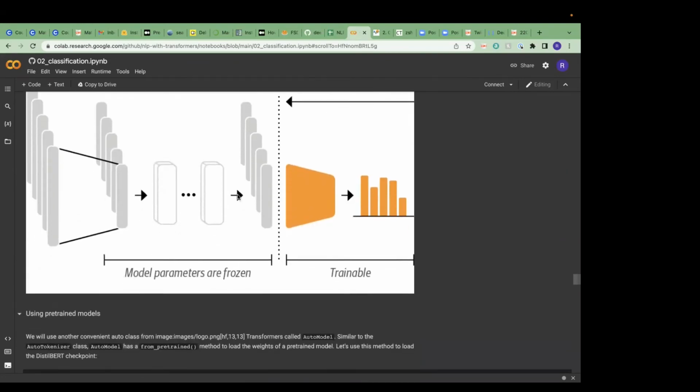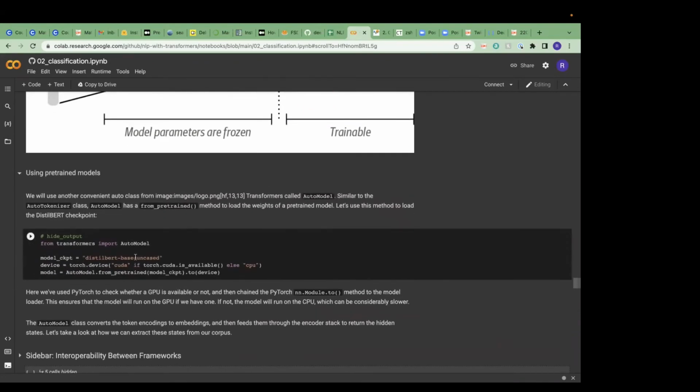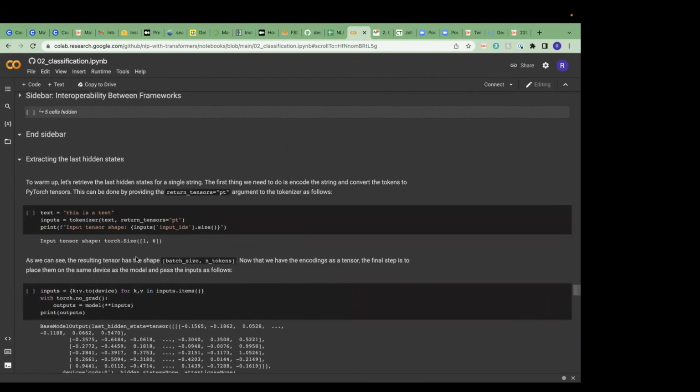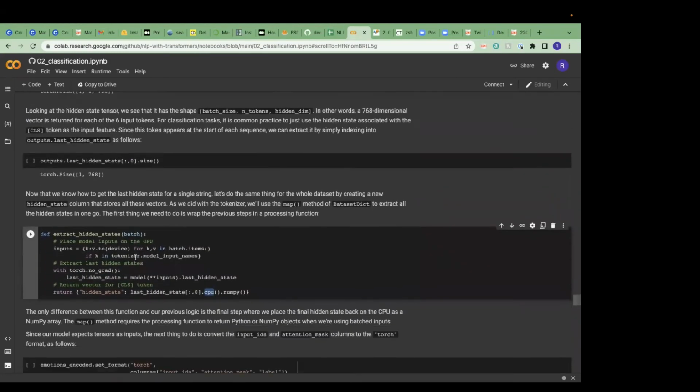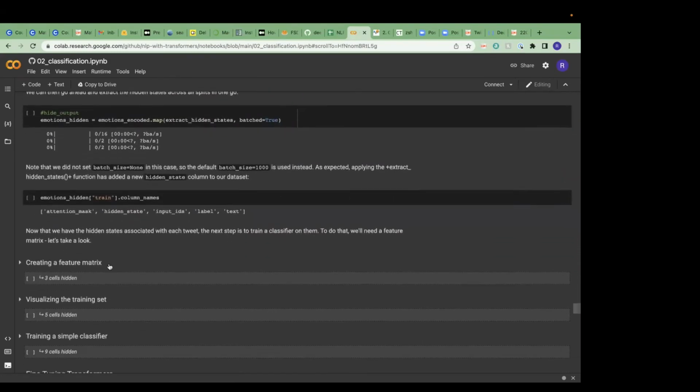I'm trying to find the section where it defines the classifier. Yes, I think this is just extracting the hidden state.